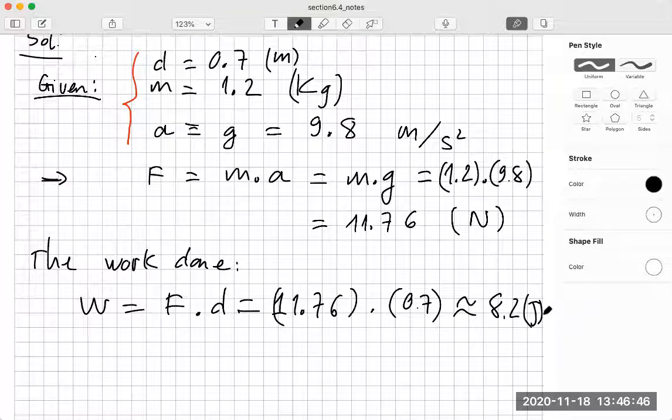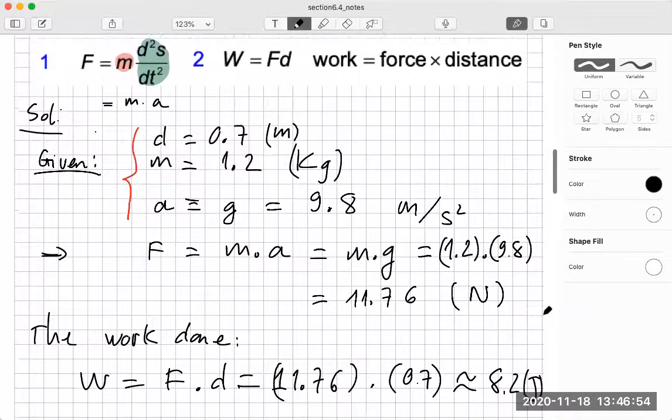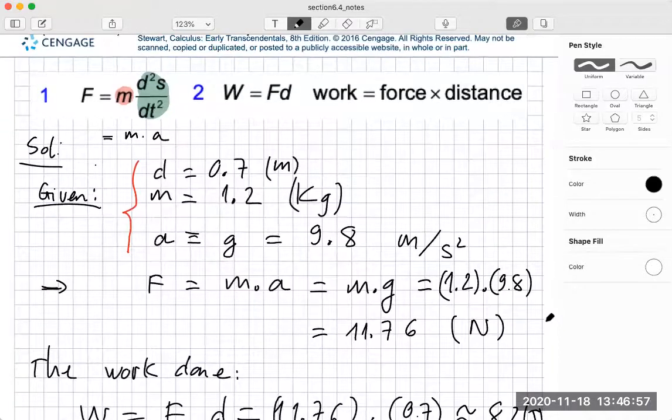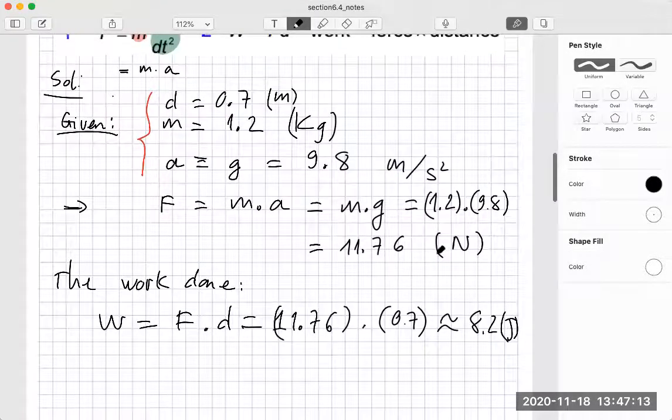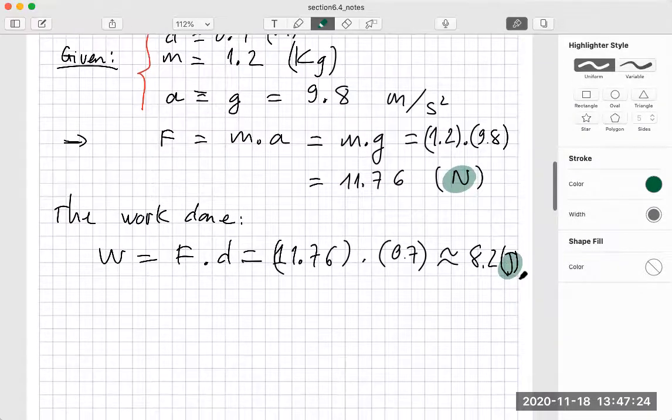We need to use this unit. If they are not in this unit, we need to change it. If we're given kilometers, we need to change to meters. The work done, we will always need to compute in Newton meters and joule here. Very good question.